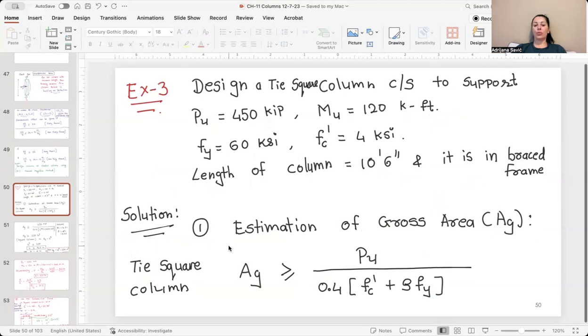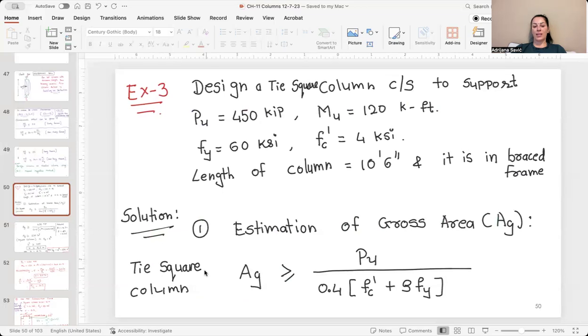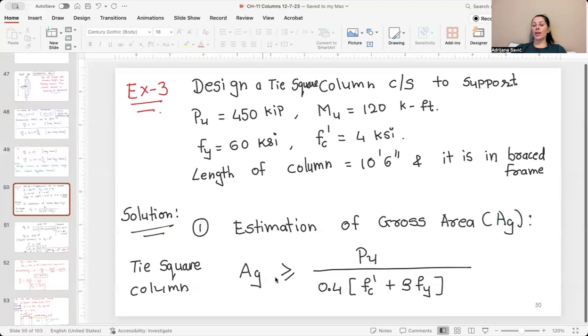So firstly, we need to do an estimation of gross area. Since this is a tied square column, Ag has to be higher than 450 divided by 0.4 times (fc prime, which is 4, plus, in this case, rho or reinforcement ratio). Since it is a square column, we will go between 1 and 2%.